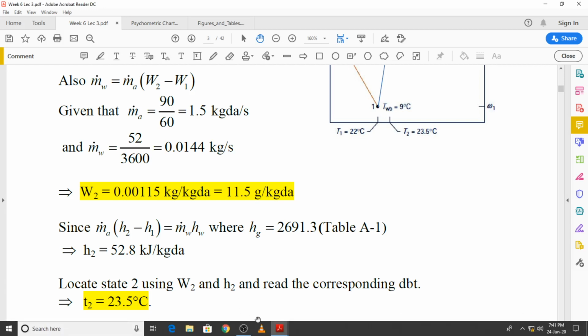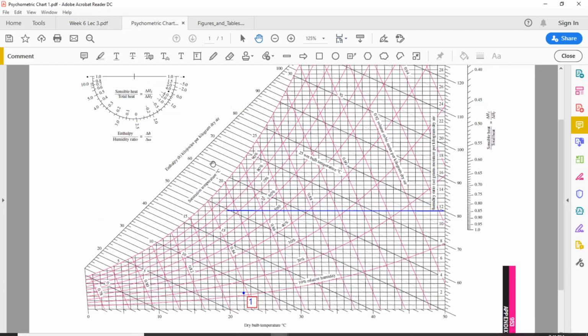Now you go back to the psychrometric chart and then draw a line, a constant enthalpy line, which corresponds to a value of 52.8 kilojoule per kilogram dry air. So 52.8, we are almost close to 53. So I have to just move this to, this is 52 and 53, 52.8 is just around here.